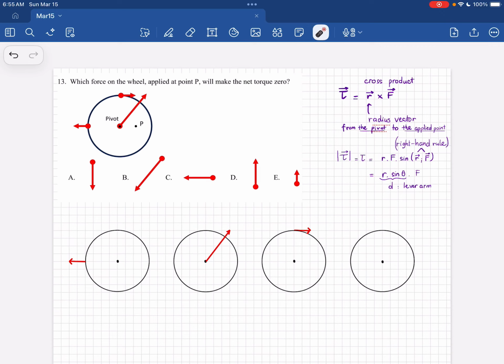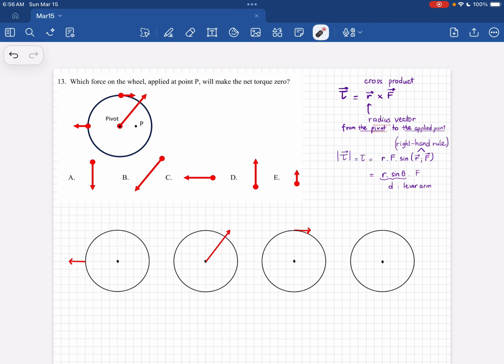Let's solve this question together. Which force on the wall applied at point P, this is the point P, will make the net torque 0? So here, in order to solve this question, we need to know about the torque.